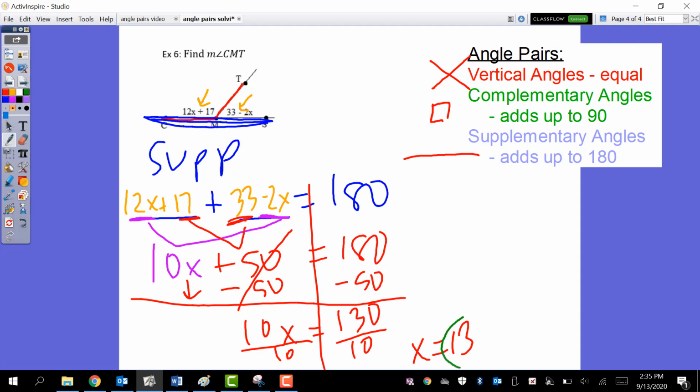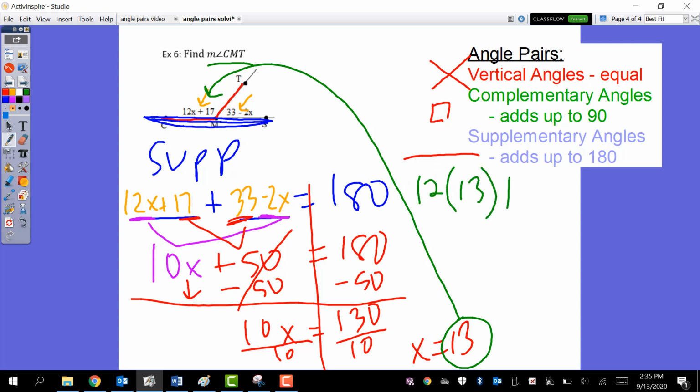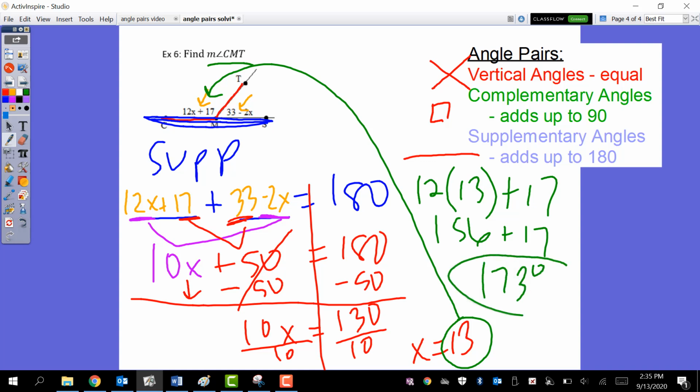I need to plug this in. What did it want? CMT. So plug it in to the one we highlighted right there. So I'm doing 12 parentheses 13 plus 17. Here we go. 12 times 13 is 156 plus 17 is 173 degrees. Final answer.